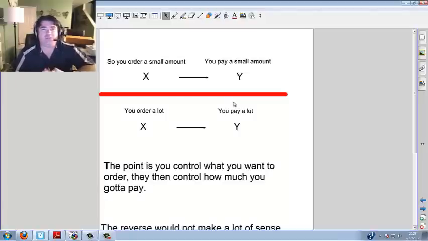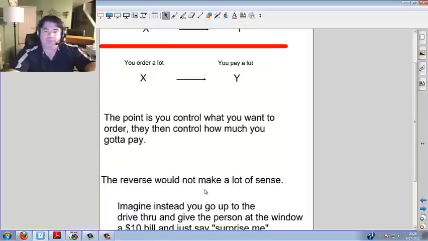If you order a small amount, say you only order 2 apple pies, then you pay a small amount, like $1. But let's say you order 4 extra value meals. Then you're going to pay a lot, probably over $10. So the point is, you control what you want to order. Then they control how much you have to pay for it.